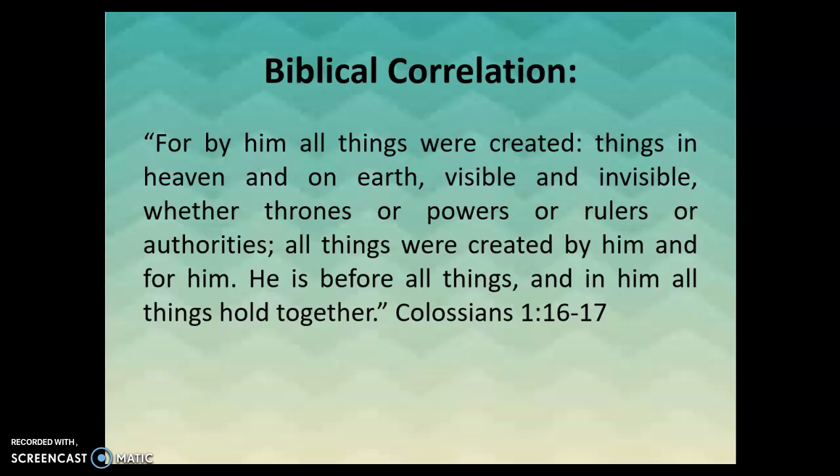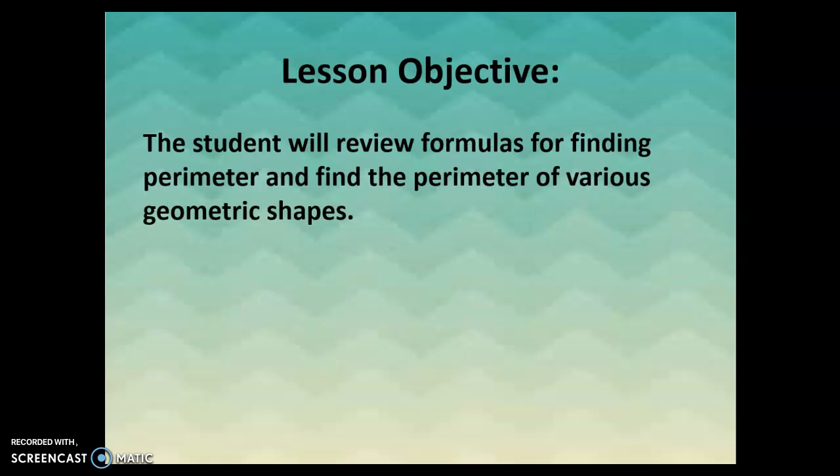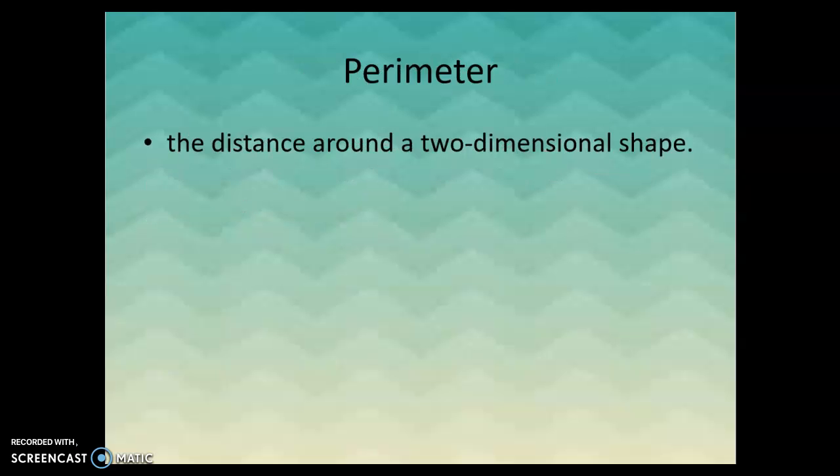And in math, we frequently talk about how God is a God of order, and he has created things with detail and with patterns, and we're using math to describe the order that he's already created. And he's created the things that are visible and also those things that are invisible, whether we're talking about atoms or molecules or even just the invisible patterns like we see with the Pythagorean theorem. We know that he's created all of those things for us to use. Our specific objective for today is that you will review formulas for finding perimeter and find the perimeter of various geometric shapes. So let's dive right in.